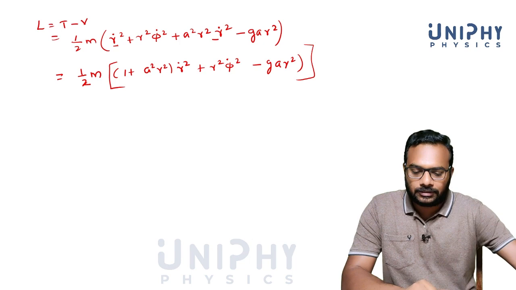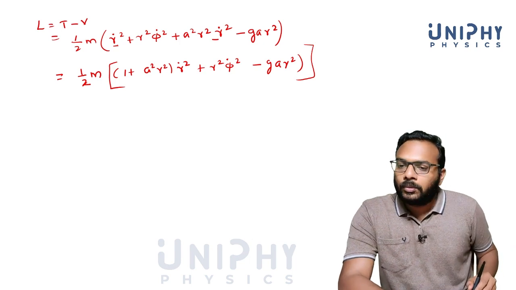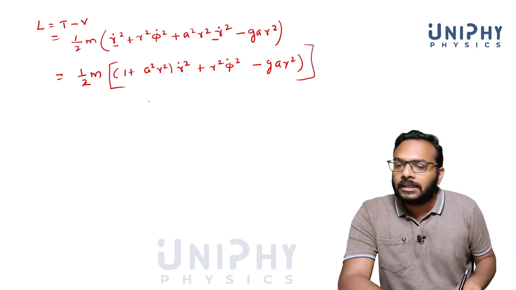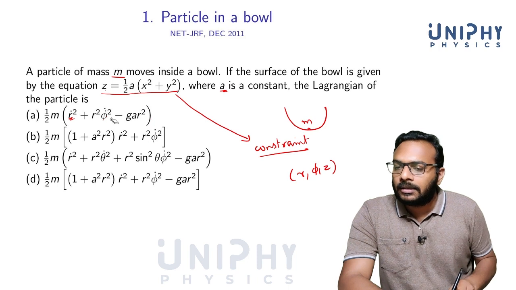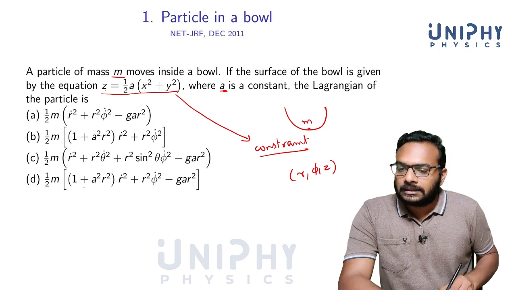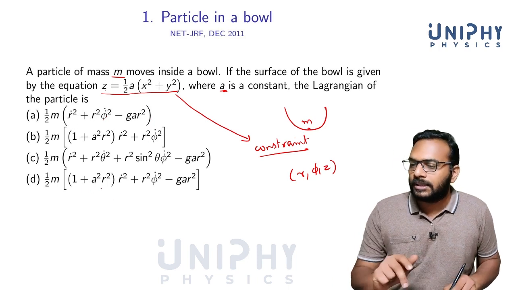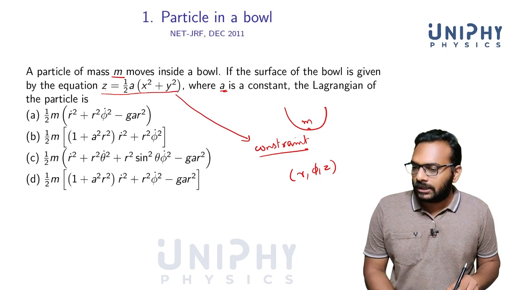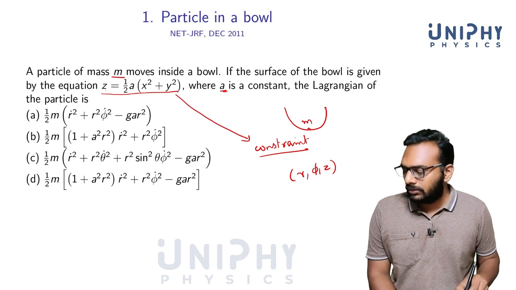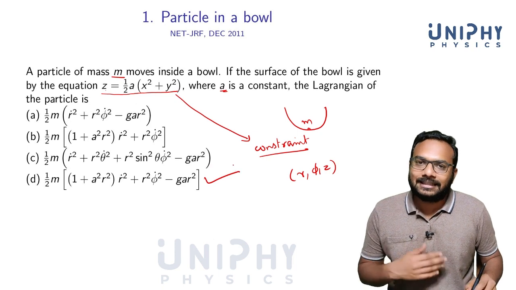Which option is that? I think this is it. 1 plus a square r dot square plus r square phi dot square minus g a r square. So option D is the correct answer.